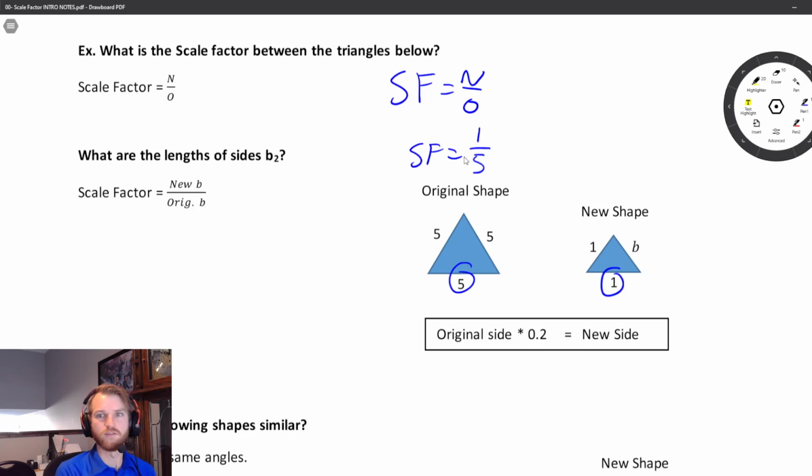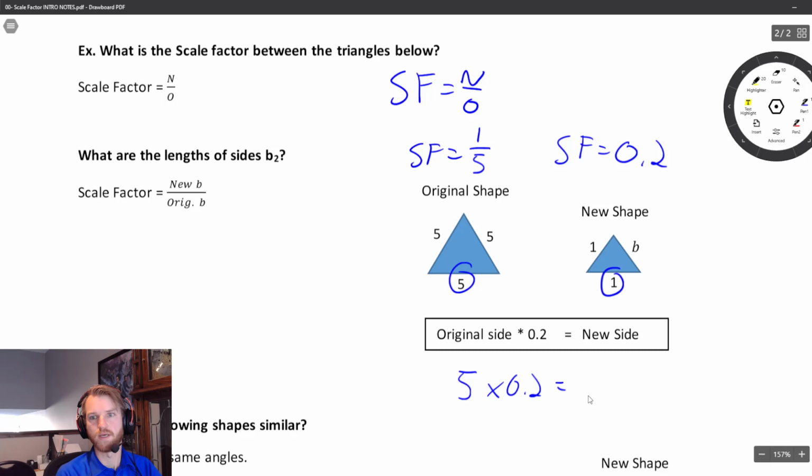I'm going to rewrite this as a decimal, just because I find that easier to put into my calculator. So to find that, I just say the top number divided by the bottom number, 1 divided by 5, and it ends up being 0.2. So a scale factor of 0.2. So when it now tells me to find the length of this new side here, side B, I'm going to take the original side and multiply by my scale factor of 0.2, and that will be the length of my new side, which in this case is 1.